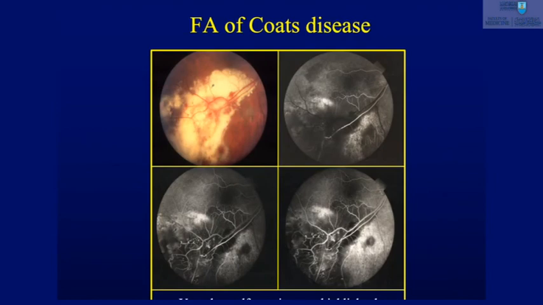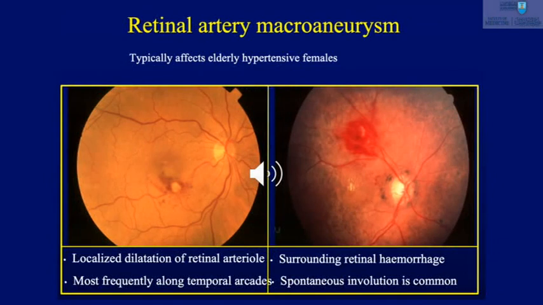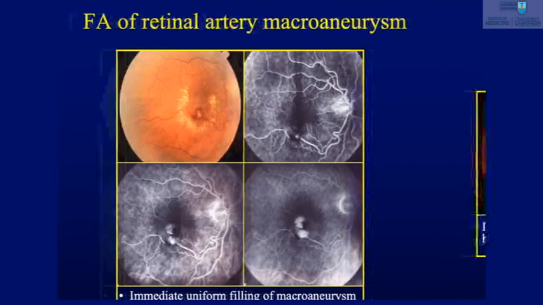Retinal arterial macroaneurysm typically affects elderly hypertensive females with localized dilatation of the retinal arteriole, most frequently along the temporal arcade, with surrounding retinal hemorrhage, and spontaneous involution is common.